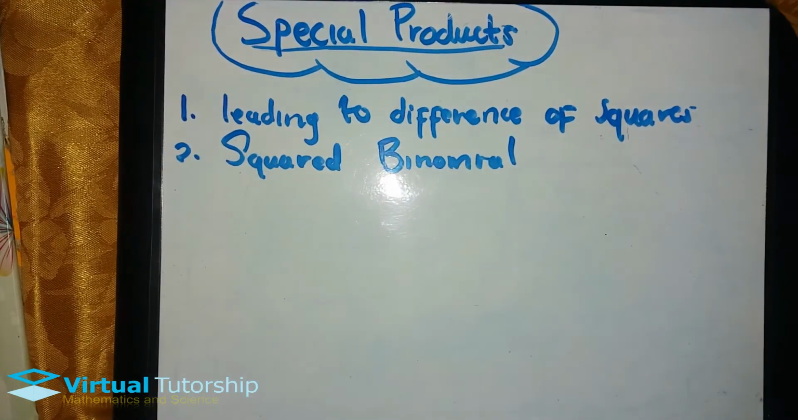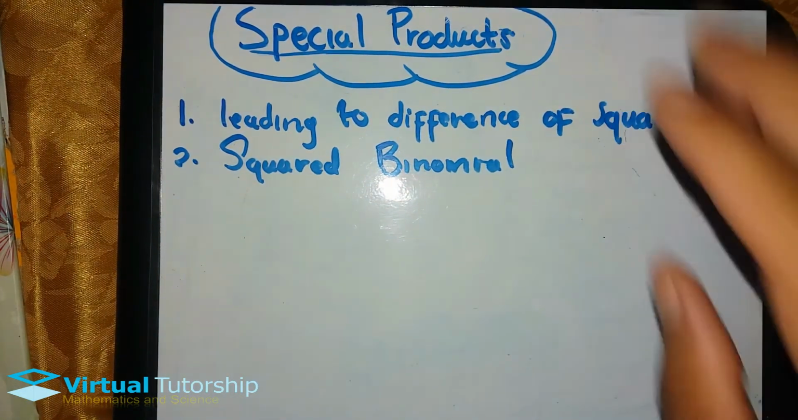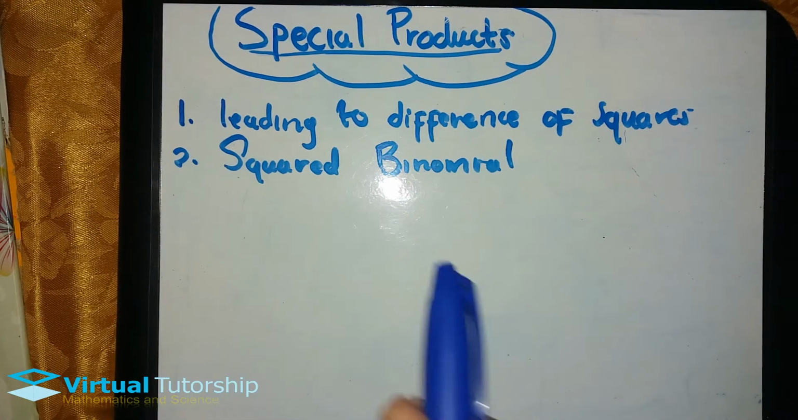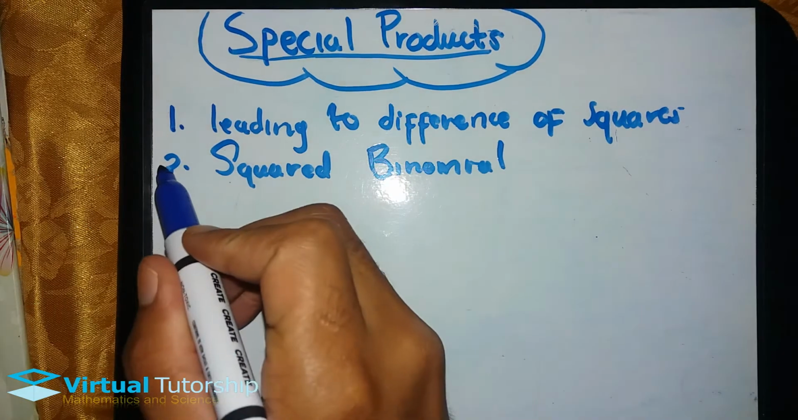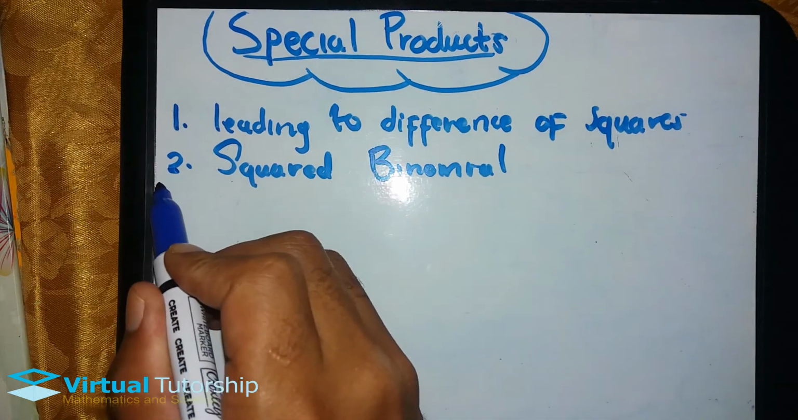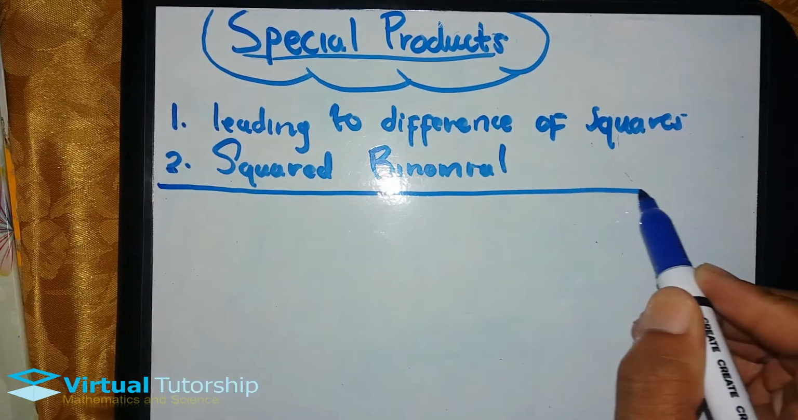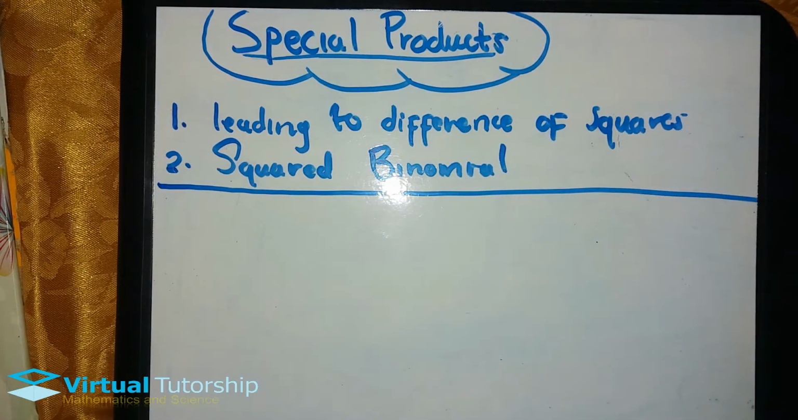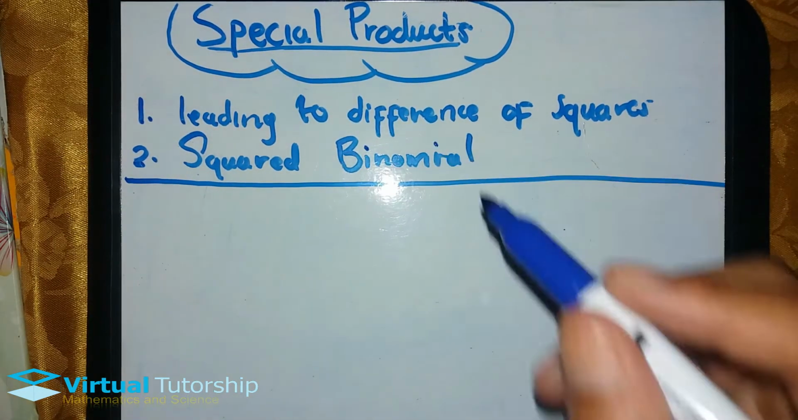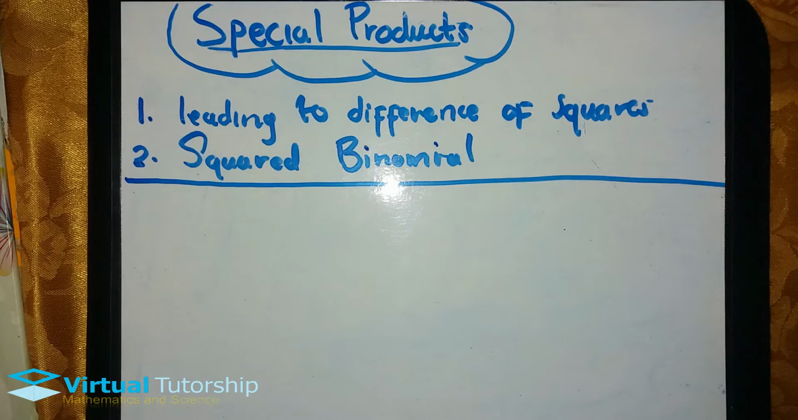Today's lesson sizokhuluma ngama-special products. There's actually two special products, one leading to a difference of squares and a squared binomial. Ne? A squared binomial. Like ama-special products, ama-special cases for the distributive law. Ne? Ayenza i-life ibe simple. Ayenza i-life ibe simple kanje nangabe wenza ama-calculations, especially when it comes to higher grade mathematics.